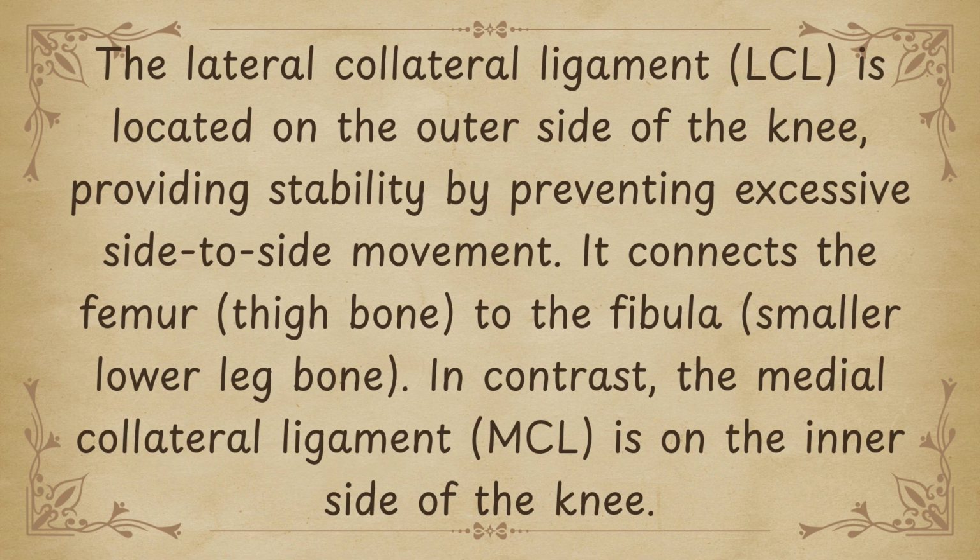The lateral collateral ligament, LCL, is located on the outer side of the knee, providing stability by preventing excessive side-to-side movement. It connects the femur, thigh bone, to the fibula, smaller lower leg bone. In contrast, the medial collateral ligament, MCL, is on the inner side of the knee.